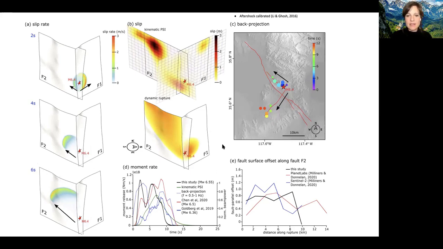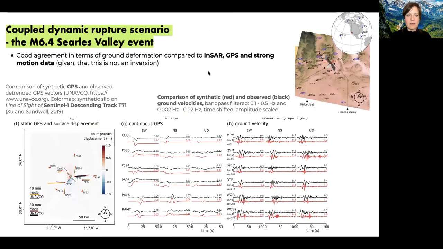We're comparing our final slip distribution to a kinematic probabilistic source inversion, to back projection, to observationally inferred moment rate release, and fault surface offsets. In black is our study here and here, whereas the back projection and the kinematic inversion kinematically agree with our inferences. We also find good agreement in terms of ground deformation compared to InSAR and GPS and also in terms of strong motion data, given that this is a forward modeling approach and not an inversion.